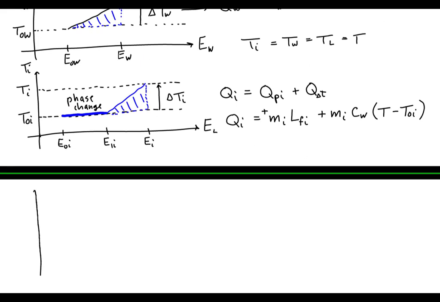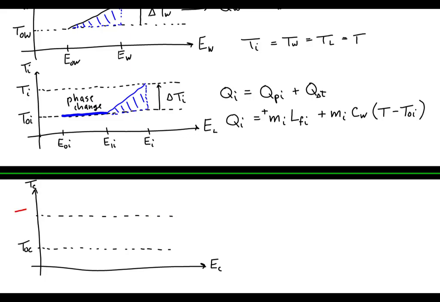So again, the vertical axis will correspond to the temperature of the calorimeter can, which I'll label with a subscript C. The horizontal axis will correspond to the energy of the calorimeter can, which I'll label with a subscript C as well. Now, just like the water and ice, the calorimeter can will start off at a certain initial temperature, which is the same temperature as the water and the ice, and it'll end up at some final temperature, which we don't know what that final temperature will be.